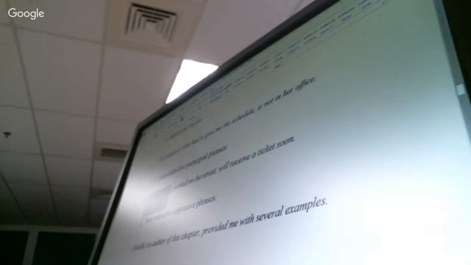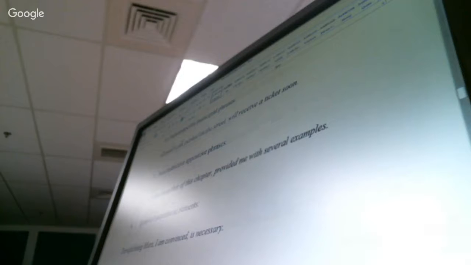So my sentence is Michael's car will receive a ticket. Oh, by the way, it's parked on the street. Janelle provided me with several examples. Oh, by the way, she was the co-author of this chapter. And the same thing really applies to parenthetical elements. Terraforming Mars, I am convinced, is necessary. Or I could say, this example, consequently, is a poor one. Anytime I interrupt that independent clause, anytime I put something in the middle of my independent clause that's not important, I've got to set that information off with commas.